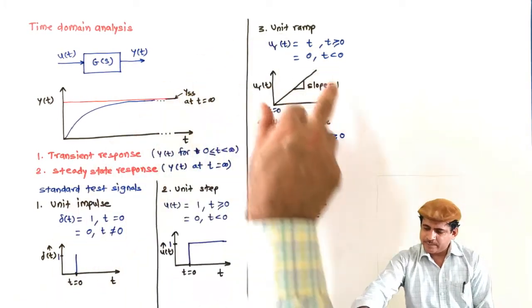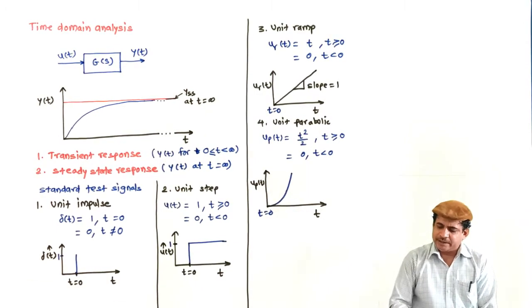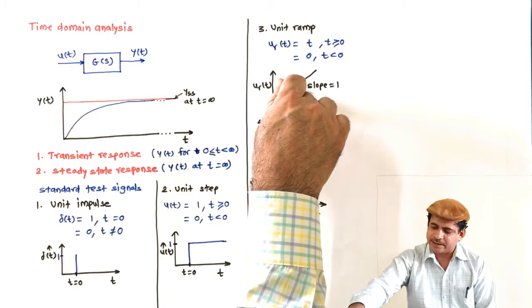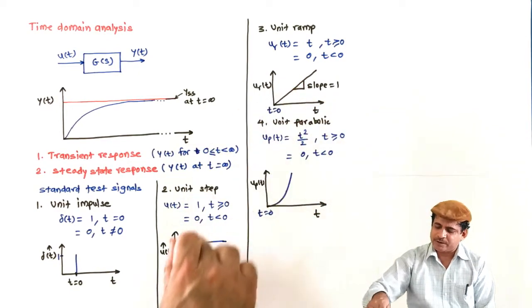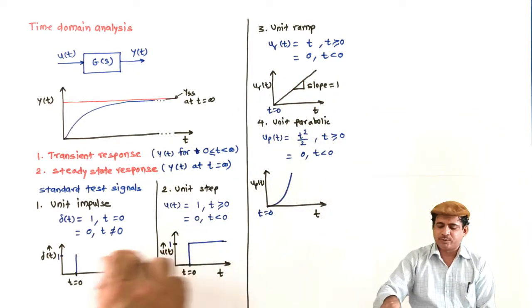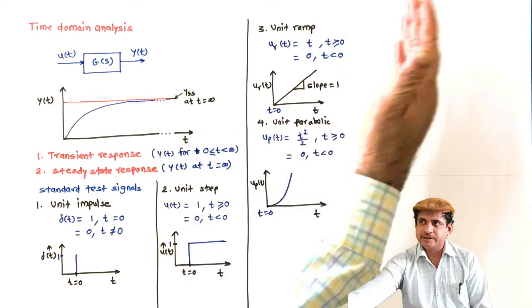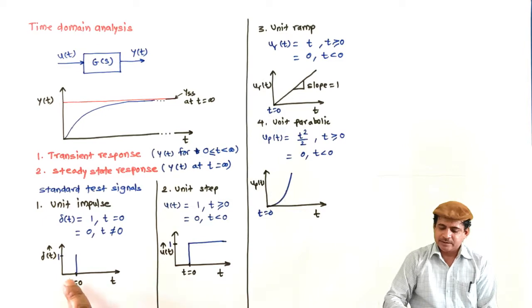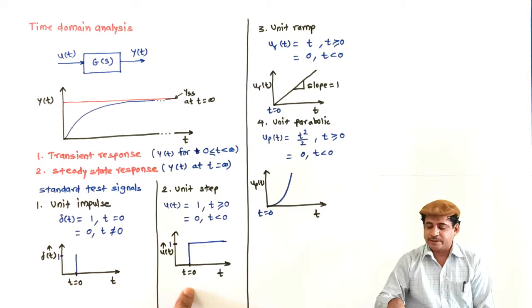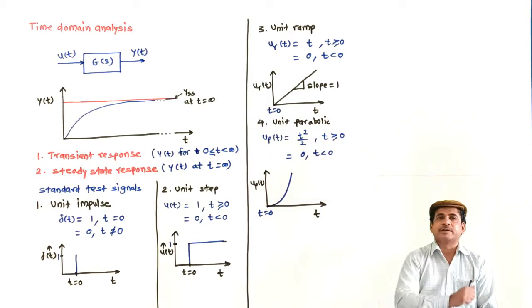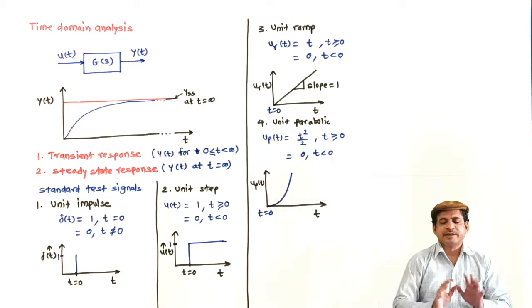And if you look at them carefully, you will find that if you take derivative of this parabolic, you will get ramp. If you take derivative of ramp, you get step. If you take derivative of step, you get impulse. And same way, if you go on integrating these, if you integrate impulse, you get step. If you integrate step, you get ramp. If you integrate ramp, you get parabolic. Very simple.